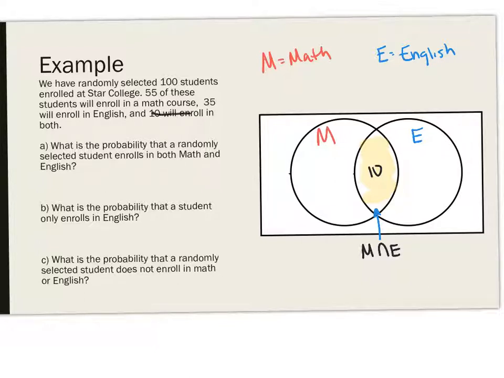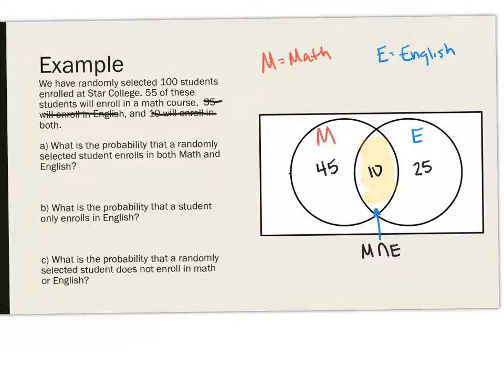And we have 10 people sitting here. So we've taken care of this part. The next part says 35 will enroll in English. So let's work our way out. Well, we already have 10 enrolled in English, so how many is that going to leave for just English alone? Well, 35 minus 10 is 25. And if you add these two up, 10 plus 25 is the 35 people that are in English. The next part, 55 will enroll in math. Well, again, work your way out. You already have 10 enrolled in math, so how many is that going to leave in solely math? 45, because 45 plus 10 is 55.